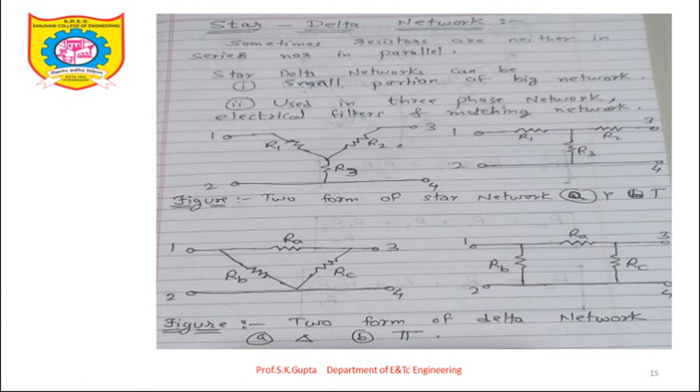Okay, so we will see star network to delta network conversion. So we have one star network given. This R1, R2, R3 represent the star network, and now we have to convert it into delta network. This delta network I have shown with the dotted lines. So this RA, RB and RC represent the delta network, and this R1, R2 and R3 represent the star network. Okay, so conversion is very simple.